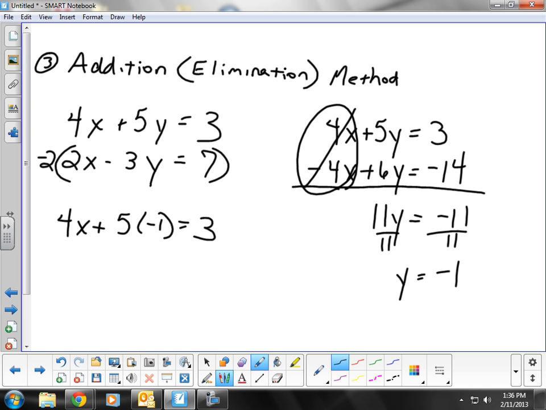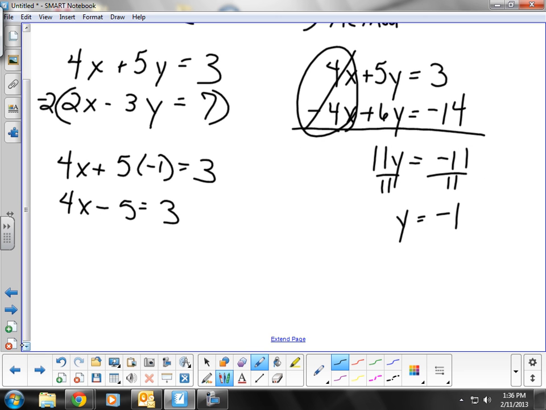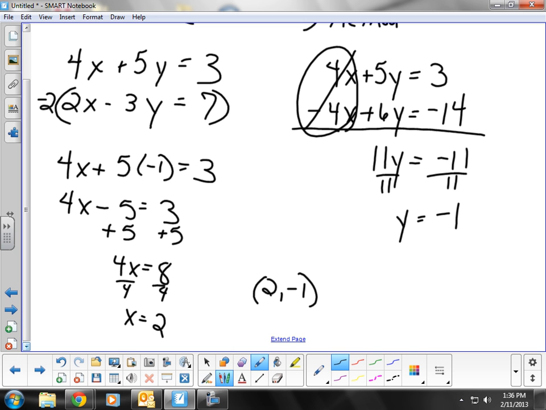All right, so we got 4x minus 5 is equal to 3. And then we've just got a two-step equation, right? We're going to add 5 to both sides. So 4x is equal to 8. And dividing by 4 gives me x is equal to 2. So my solution for this system of equations is the point (2, negative 1). That's the place where they're going to intersect if you drew them.